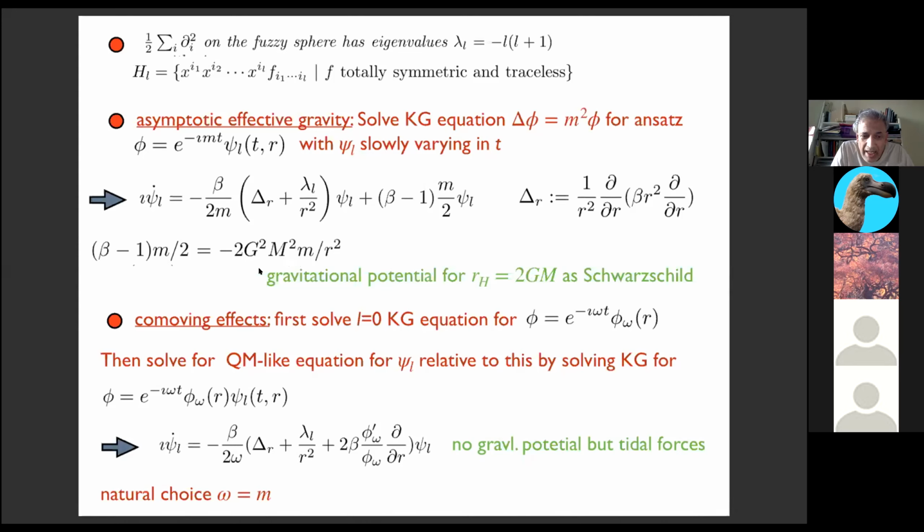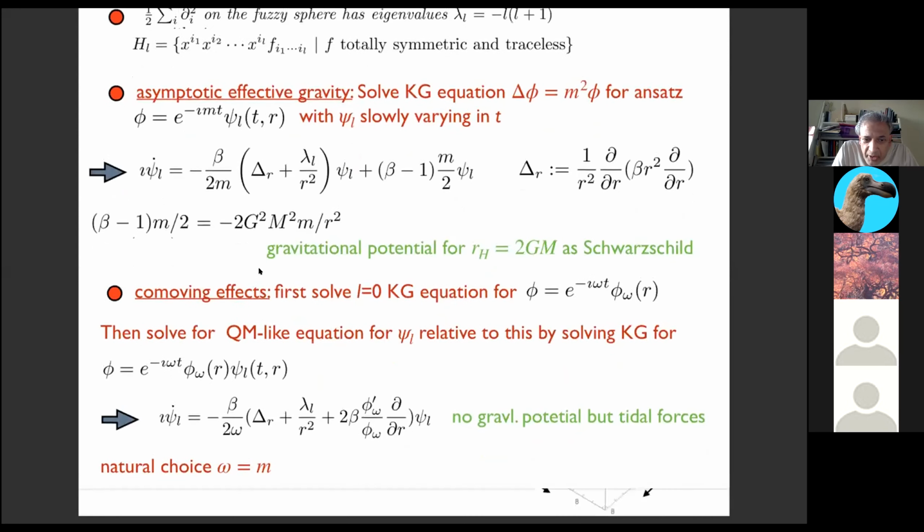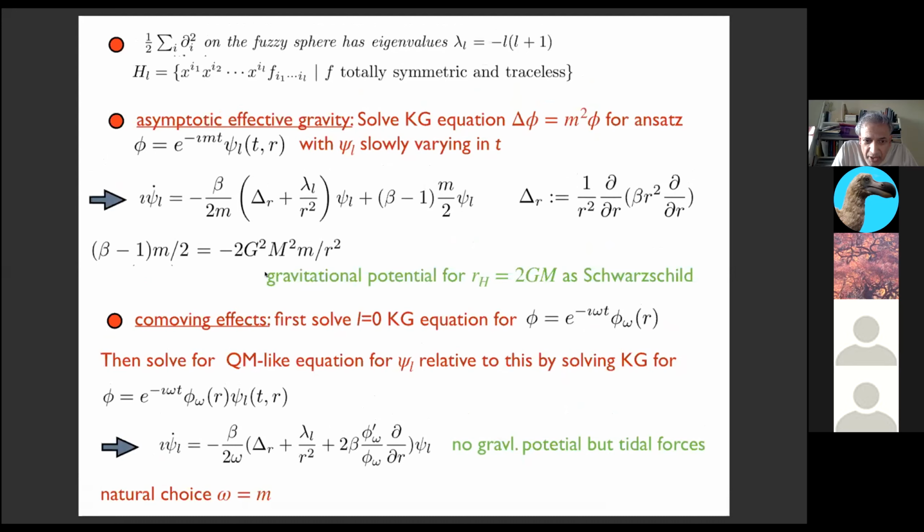Okay, now the other thing you can do if you're doing ordinary physics is say, well, I'm not interested in gravity because that's an illusion. I should be looking at geodesics, which are for particles in free fall.